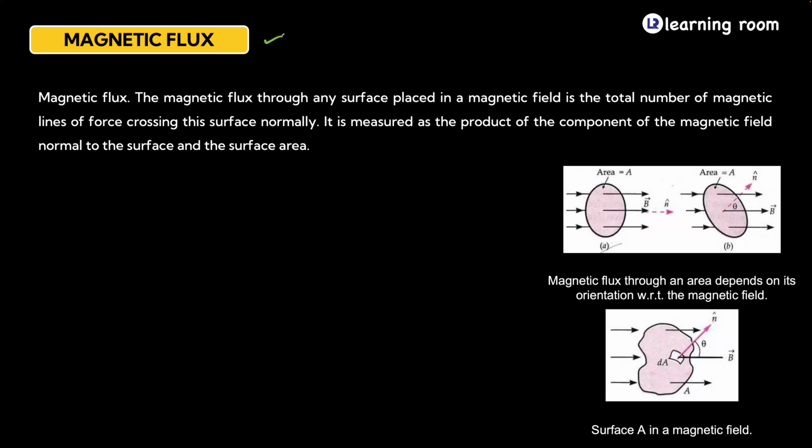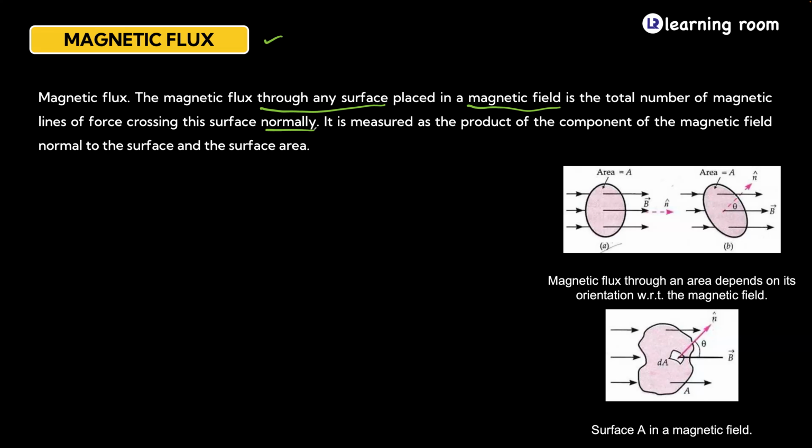We need to understand what is magnetic flux. Magnetic flux is almost similar to electric flux, except that there we use the electric field lines, here we are going to use the magnetic field lines. Magnetic flux is spoken about through any surface which is placed in the presence of a magnetic field. It is the total number of magnetic field lines crossing the surface normally.